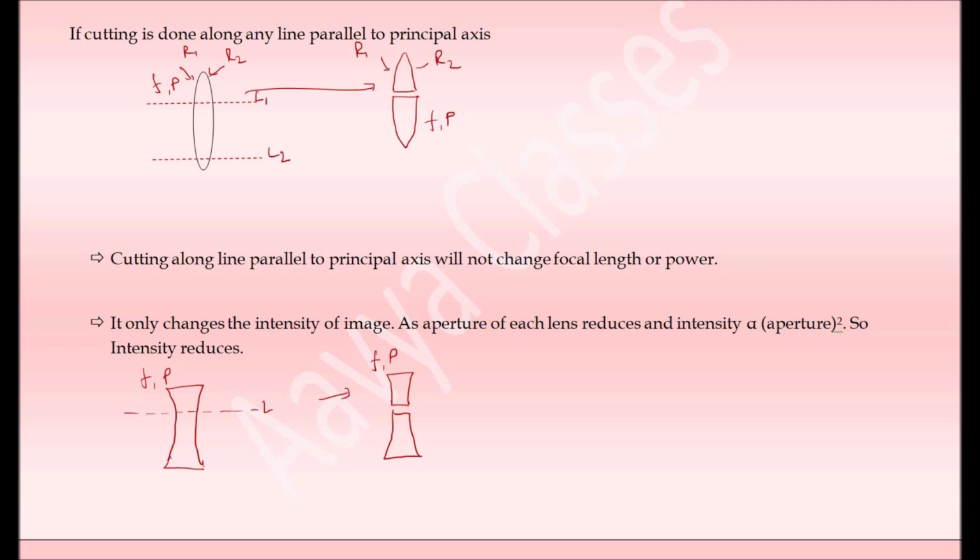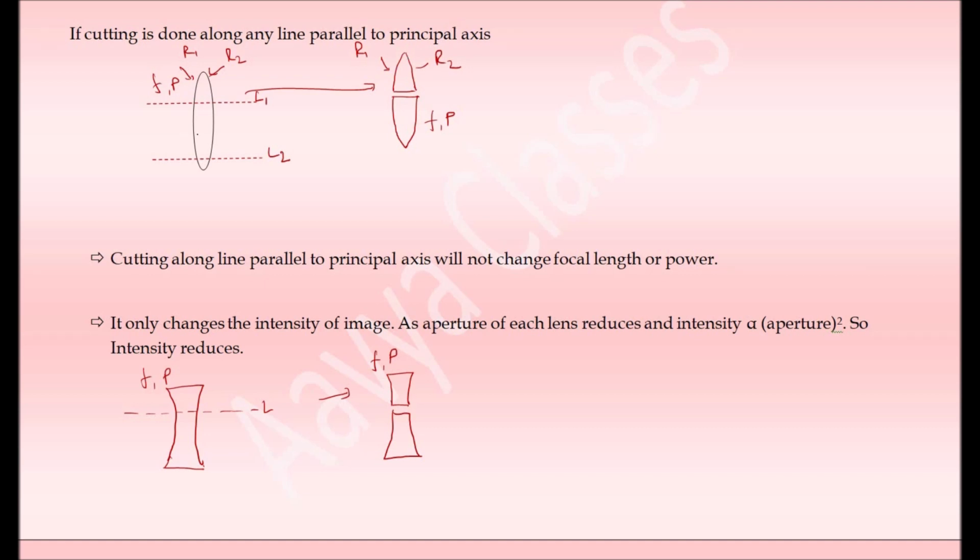So clearly the focal length depends only on the refractive index and the radius of curvature, and because of that the focal length remains same, the power will remain same. However, the aperture reduces. So as the aperture reduces, the intensity of image formed by a lens reduces.